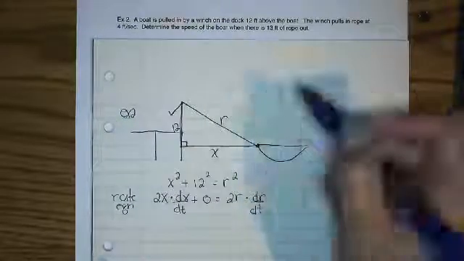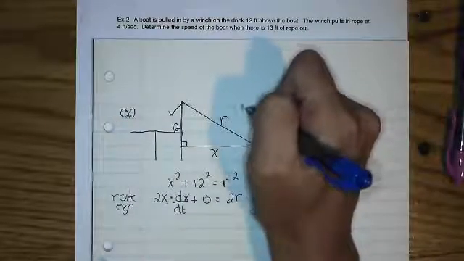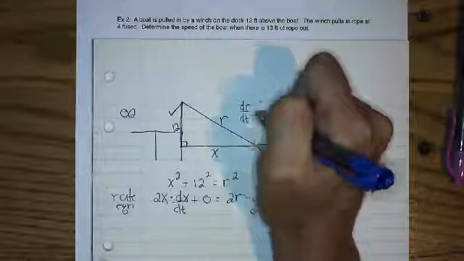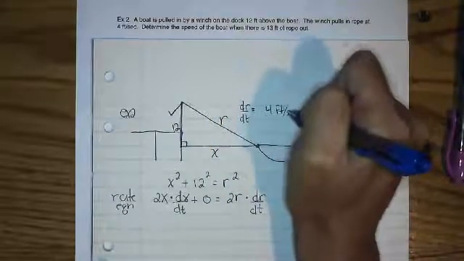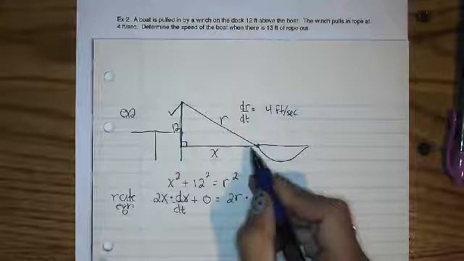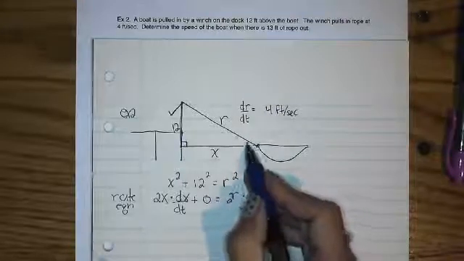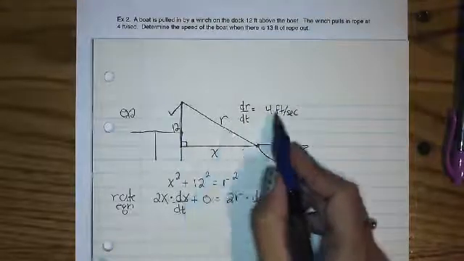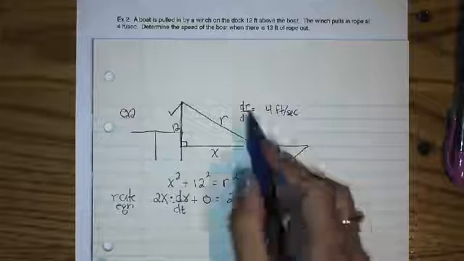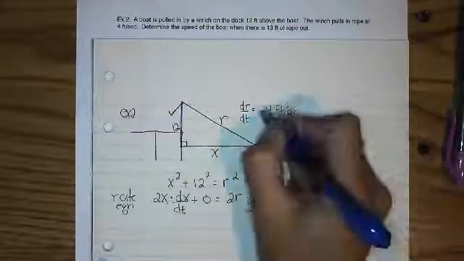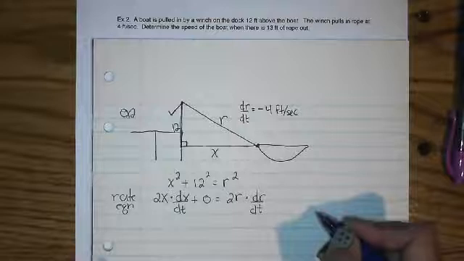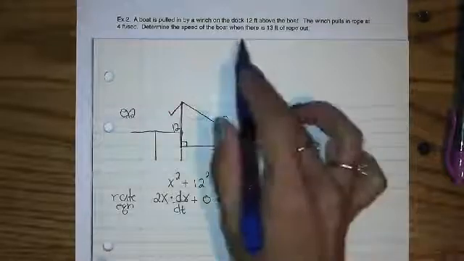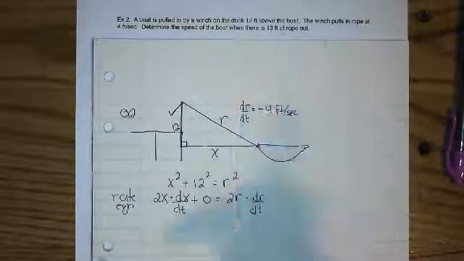So let's see what's given. The winch pulls in rope at 4 feet per second. So that's the dr/dt. Looks like it's 4 feet per second. But if you remember, if your distance is decreasing, that means that the rate is negative. They're not going to tell you that in the problem. You've got to reason through that. So this rate is actually negative 4 feet per second.